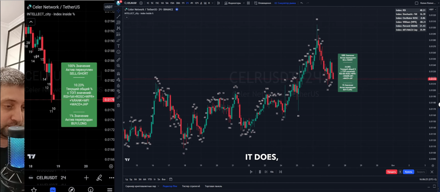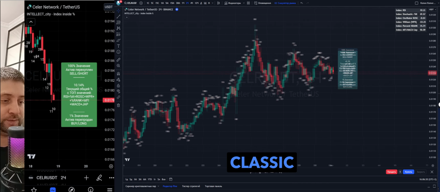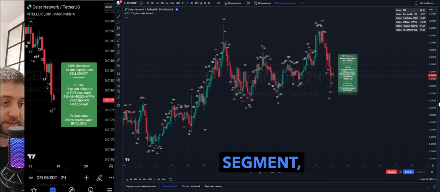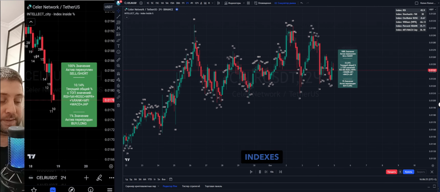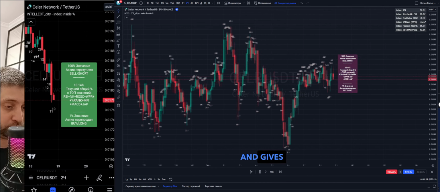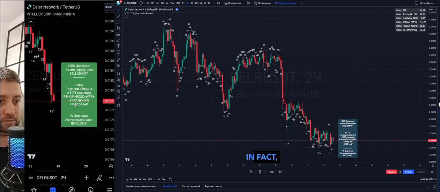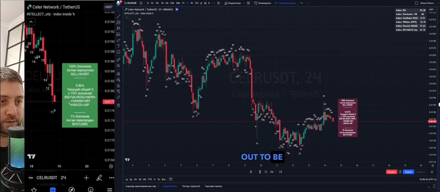And what it does, it indexes all the top indicators that exist, the most classic stock ones, which are now in the crypto segment, and it indexes all the indicators and takes their percentages and gives it out as an average of all the indicators that exist. In fact, it is very interesting. It turns out to be a good tool.